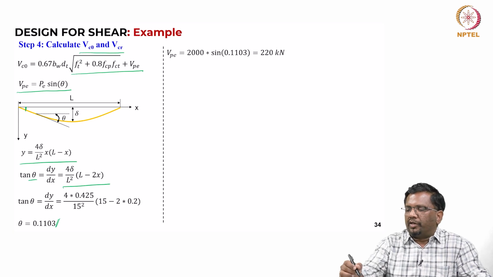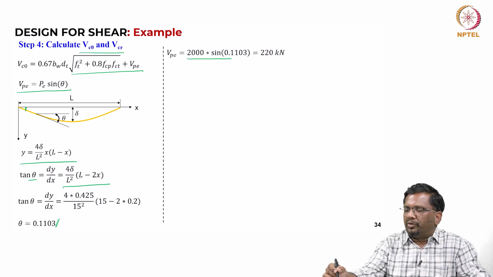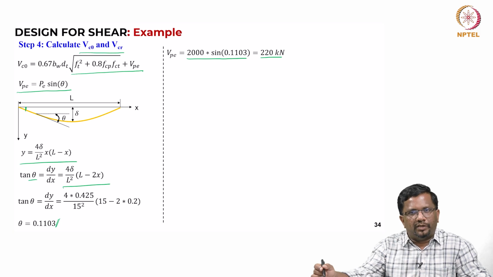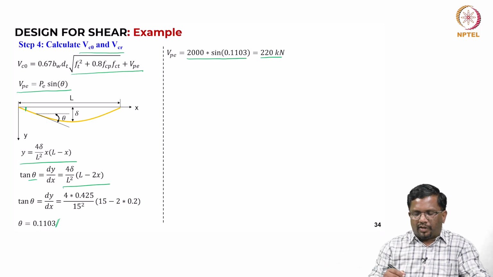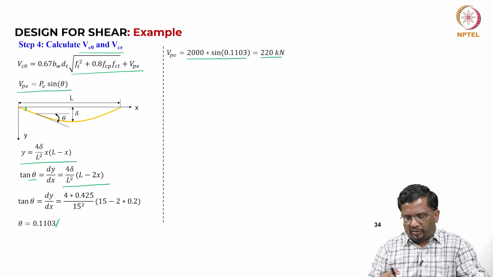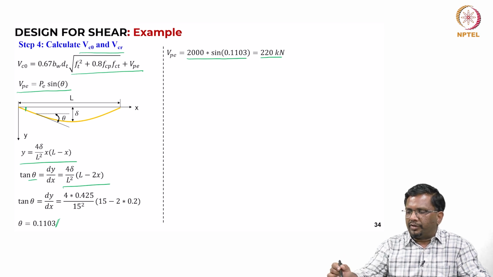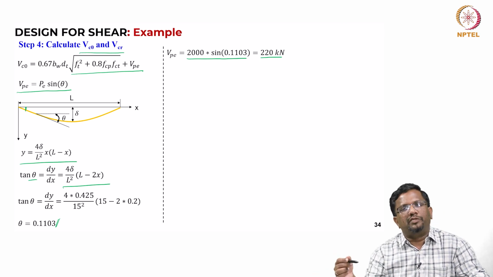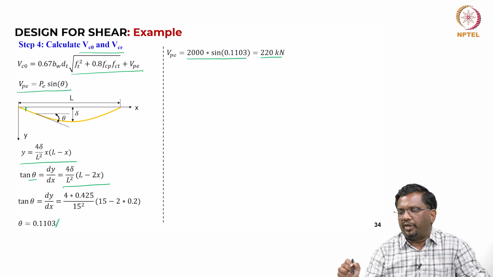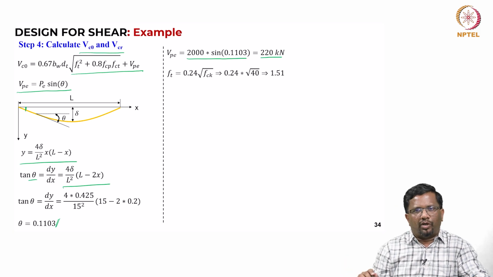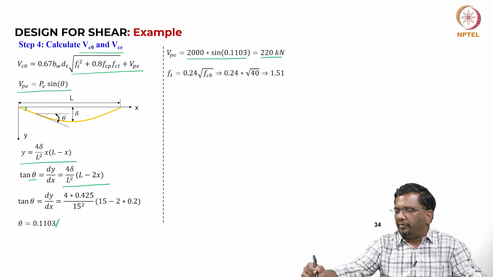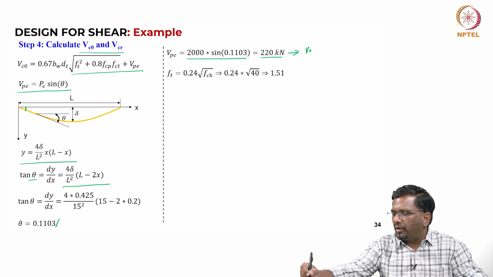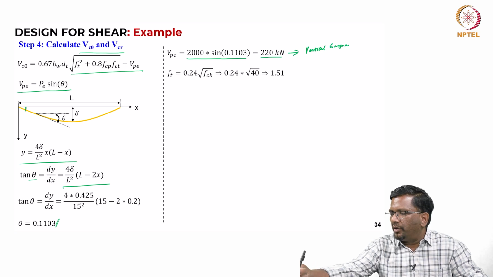Now, what is VPE at that point? It is 2000 into sine theta, which is not very small. Even though that angle is 0.11 in radians, you see that it is giving me a shear resistance of 220 kilonewton, which is not a small value. So, this is the vertical component of pre-stress.